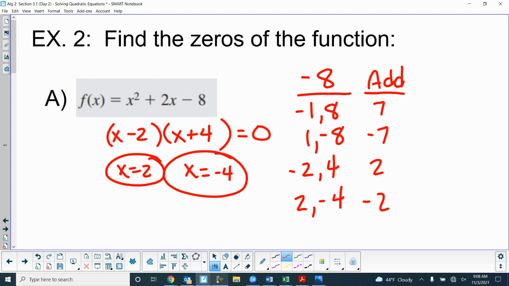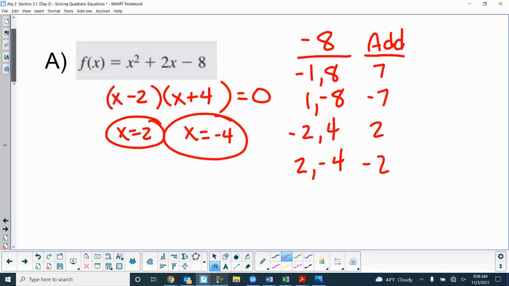So again, when they say find the zeros, we're doing the same thing. It's just a different way of asking to solve the equation. That's function form. When it's a function, they say find the zeros. When it's an equation, they say find the roots. They mean the same thing. All right, are we getting this?